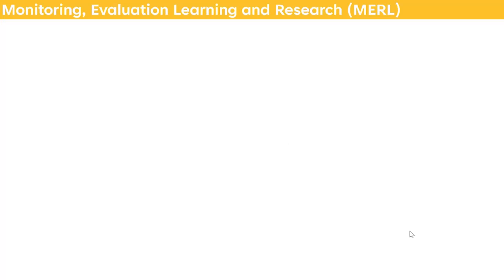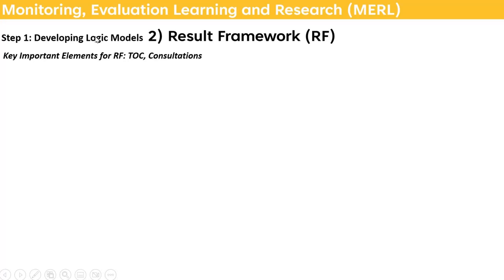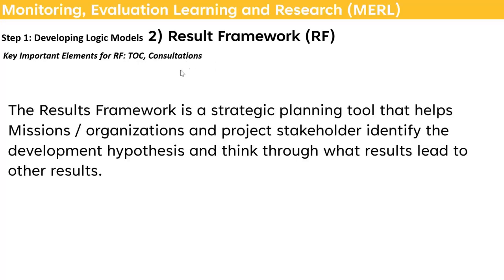Now, what is a results framework? For the results framework, the key important element here is the ToC, the theory of change, and here also you need some consultations. Now, the results framework is a strategic planning tool that helps mission, organization, and project stakeholders identify the development hypothesis and think through what results lead to other results. This is the logical sequence of all your inputs, activities, outputs, outcomes, and then the impact overall.